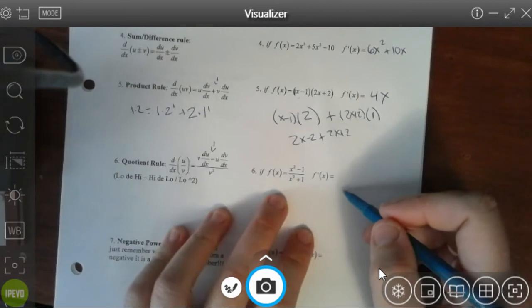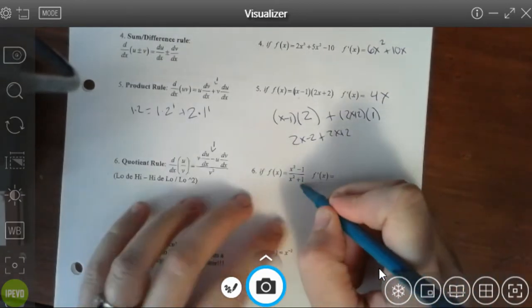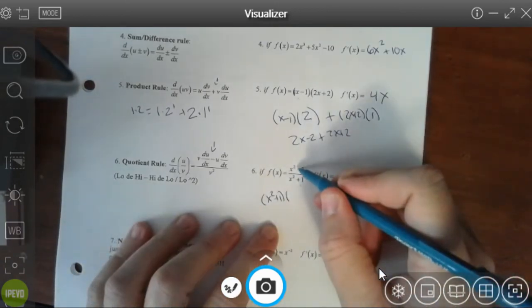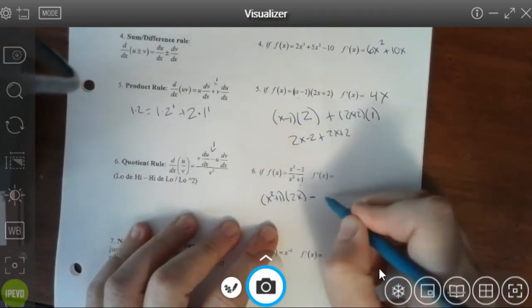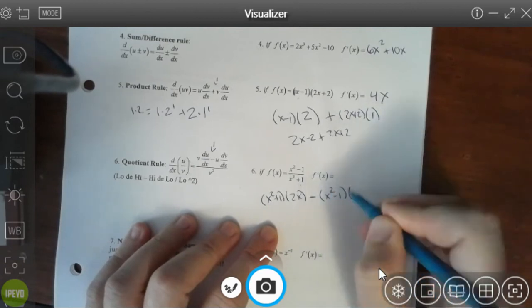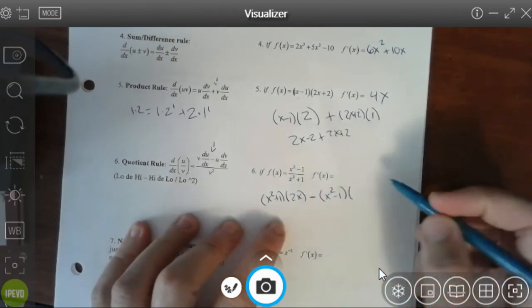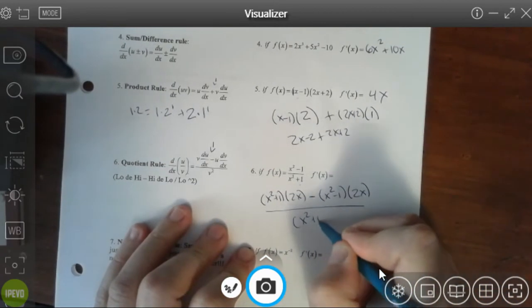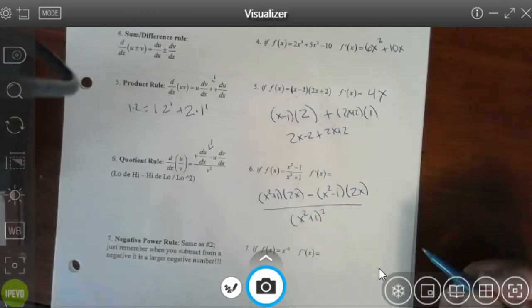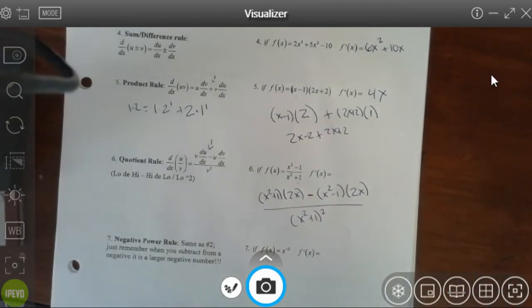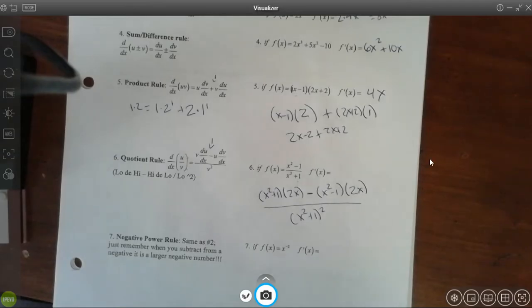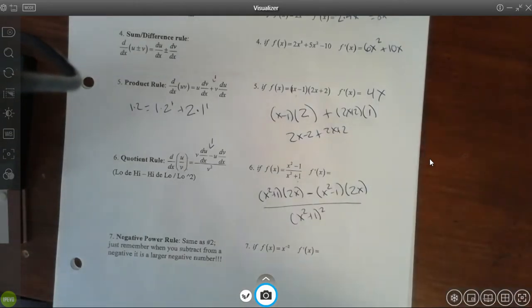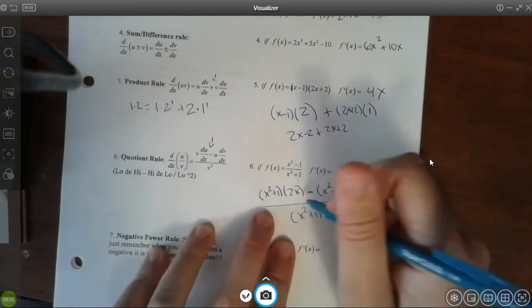So right here, the rule says take the bottom, x squared plus 1, times the derivative of the top, so it's going to be a 2x, minus top times the derivative of the bottom, so the derivative of x squared plus 1 would be a 2x, all over my bottom squared. Then from here, we're going to multiply out the top and combine like terms. If this was not multiple choice, you could leave it like this, but these will all be multiple choice questions, so we're just going to practice reducing it.